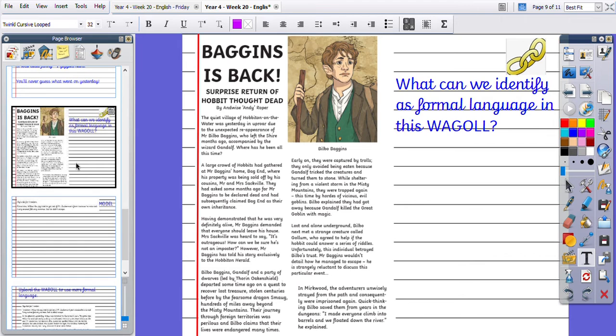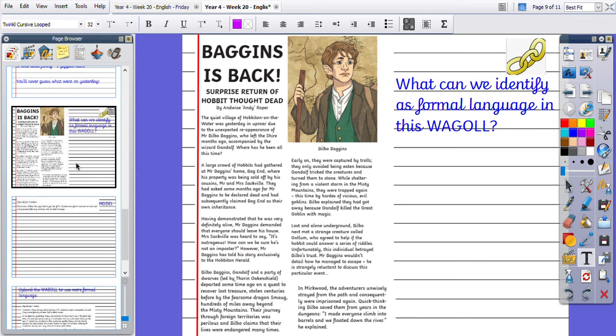Mrs. Sackville was heard to say, "It's outrageous. How can we be sure he's not an impostor?" However, Mr. Baggins has told his story exclusively to the Hobbiton Herald. Bilbo Baggins, Gandalf, and a party of dwarfs, led by Thorin Oakenshield, departed some time ago on a quest to recover lost treasure stolen centuries before by the fearsome dragon Smaug, hundreds of miles away beyond the Misty Mountains.